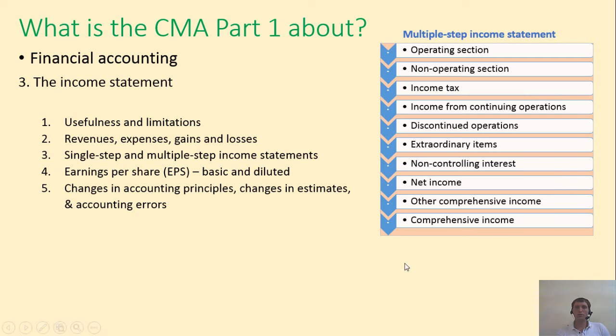And we're going to talk about other comprehensive income. Again, these are gains and very special gains and losses that are separated even from the net income because of their special nature. Then I'm going to talk about EPS, earnings per share, another required disclosure for the income statement and how it's calculated. And I'm going to talk about how companies must account for changes in accounting principles, changes in accounting estimates, and accounting errors.